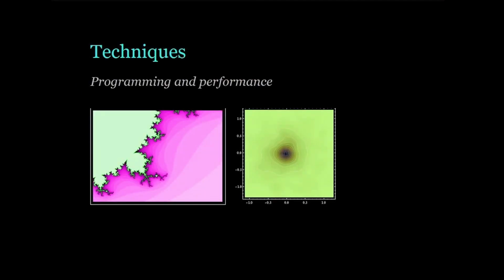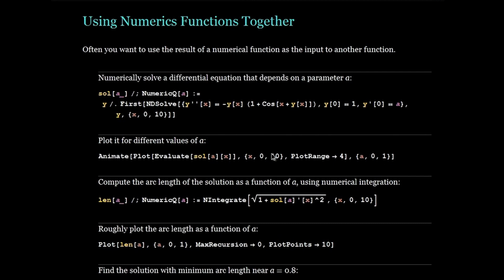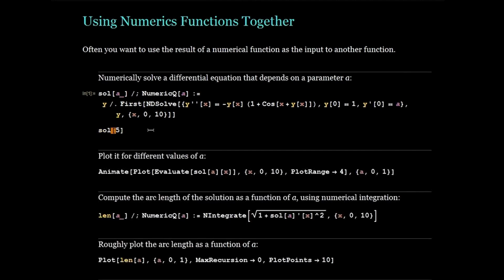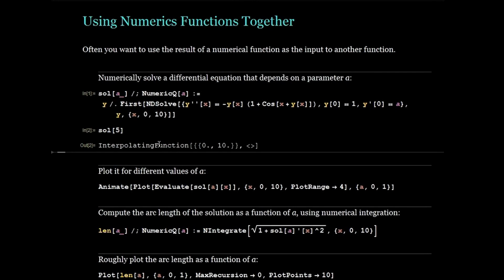In this final section of the presentation, I'll give a few tips and techniques for programming with Mathematica's numerics functions and for optimizing performance. In practice, you often want to use the result of one numerical function as the input to another numerical function. In this example, we define a function sol of a that numerically solves a differential equation. The initial condition of the differential equation depends on the argument a of this function. And given a specific value of a, this function returns the solution in the form of an interpolating function.